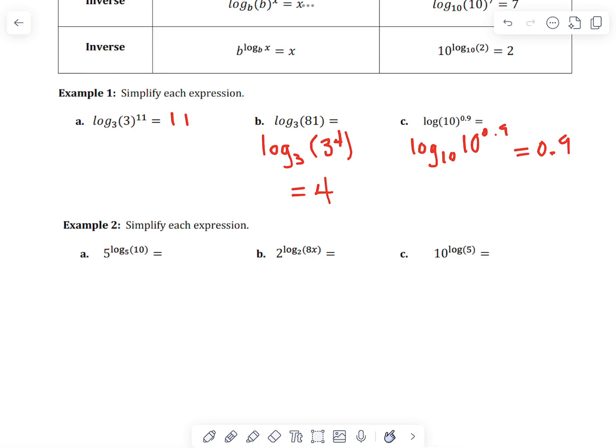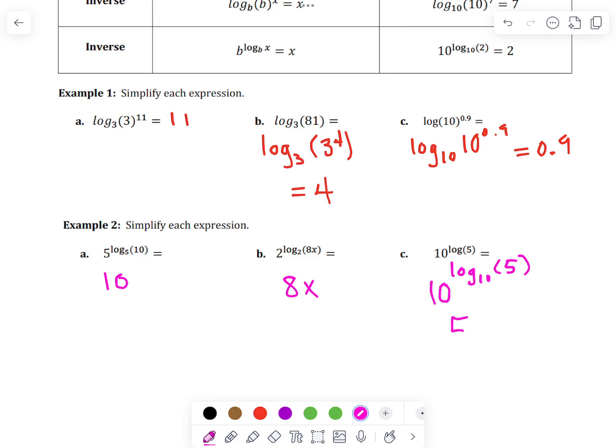Example 2. We have an exponential of base 5 raised to a logarithm of base 5. So the answer is just 10. Example 2. We have an exponential base 2 raised to a logarithm of base 2. So we're left with just 8x. Example C. We have an exponential of base 10, and then we have a common log of base 10. So they are inverses of each other, so we're left with just 5.